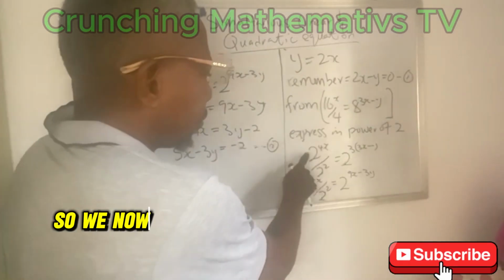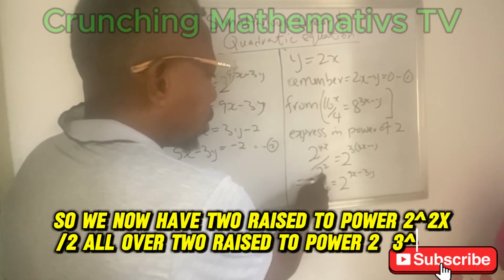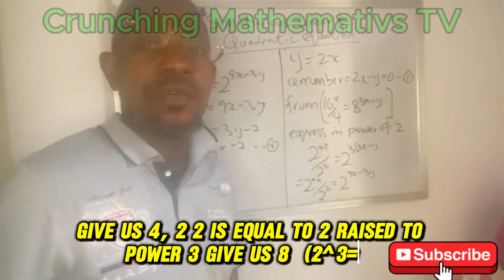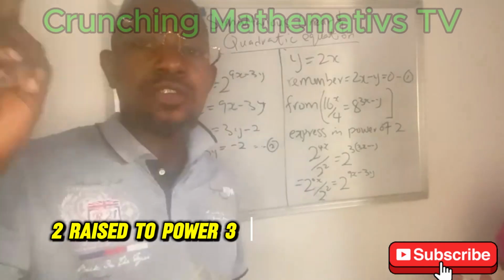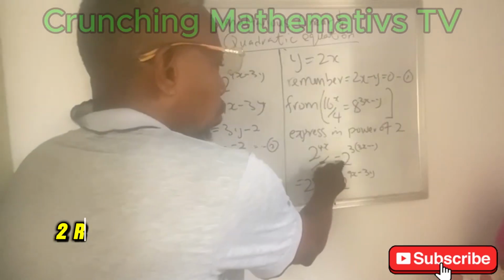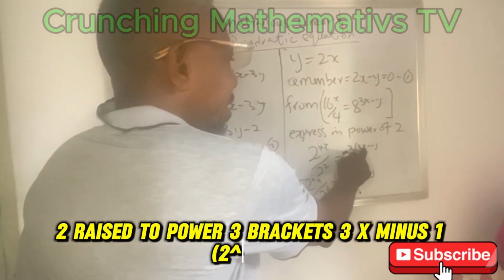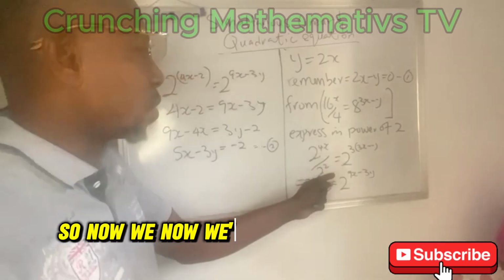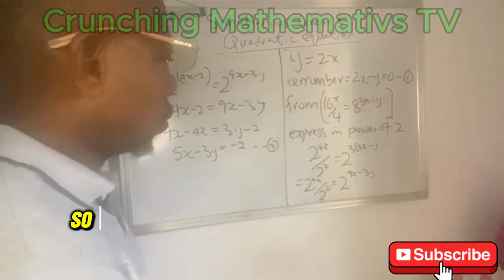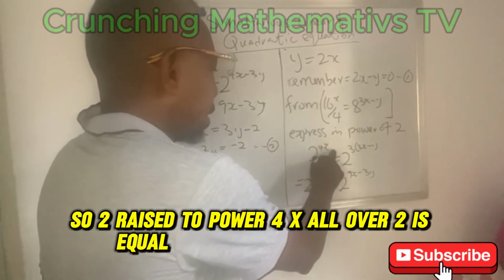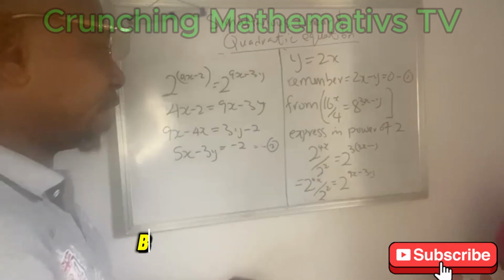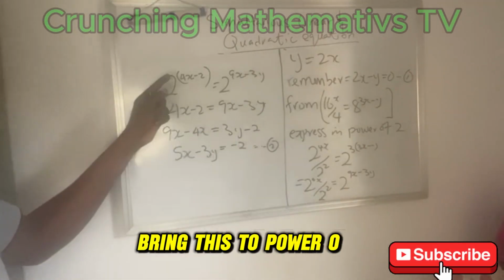This is all 16. So we now have 2 raised to power 4x all over 2 raised to power 2, because 2 squared gives us 4, is equal to 2 raised to power 3, because that gives us 8: 2 times 2 times 2. That is it, 2 raised to power 3 bracket 3x minus y. So now I express this in index form: 2 raised to power 4x all over 2 is equal to 2 raised to power 3 bracket 3x minus y.